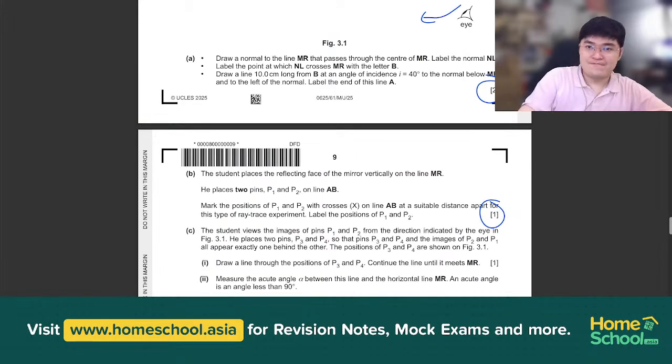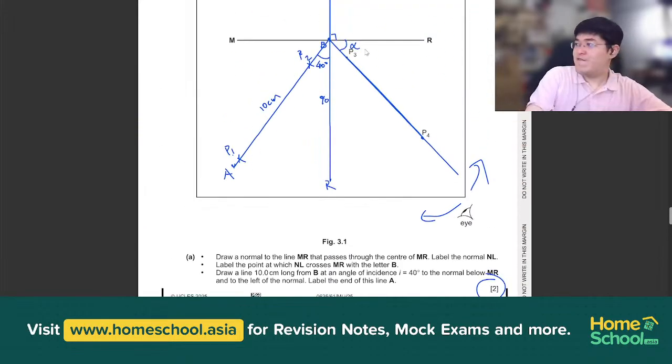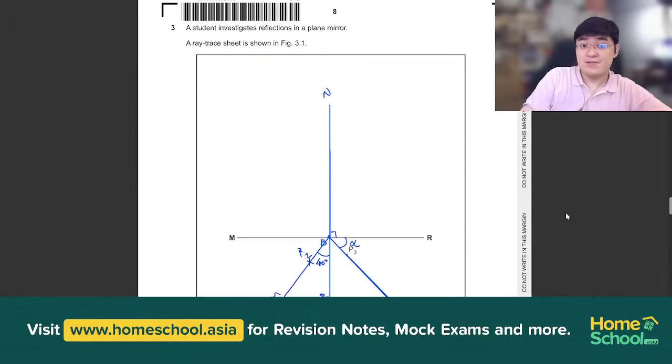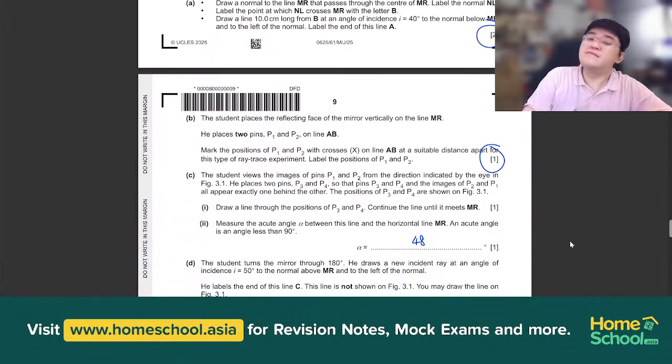All right. So let's measure alpha. Okay. All right. Over here, I've done the measurements and alpha should be 48 degrees. Okay. All right. So as long as you measure the angle to be 48 degrees plus minus 2 degrees, you're fine. Okay. All right. So let's move on with this question.